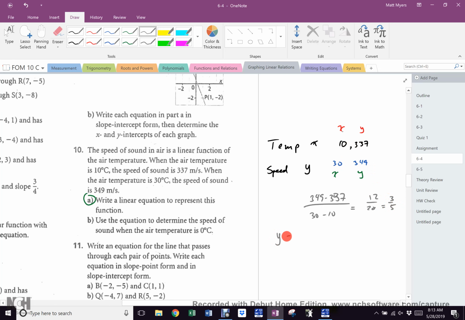So y minus 337 equals 3/5 x minus 10, if you want to use that point. Or y minus 349 equals 3/5 x minus 30, if you want to use that point. And then use that to determine the speed of sound when the air temperature is zero. Is that an X or a Y value? I'm just going to keep looking at you. Which is it? Because you just said both of them. So what number would go there? Zero. Right? So then you would just solve this equation using 0 minus 10.